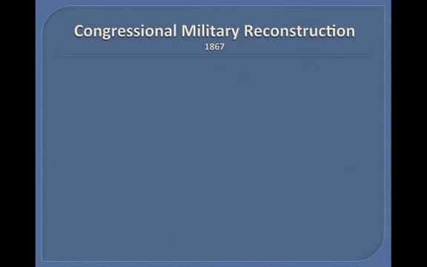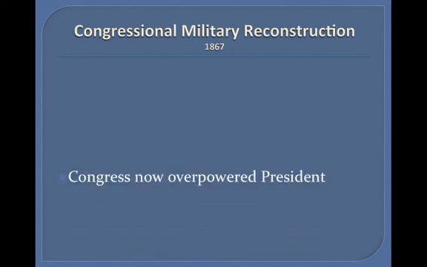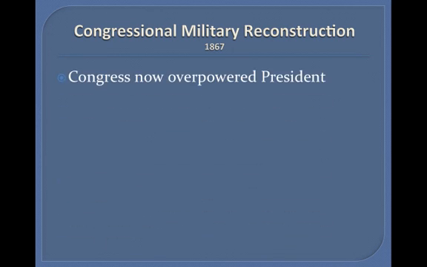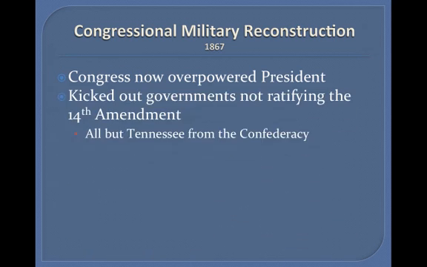Which brings us to Congress's version of Reconstruction, which is known as Congressional Military Reconstruction, which starts in 1867, which is when that majority that they won in 1866 actually takes effect. So Congress now overpowered the president, and what they decided to do was kick out all the governments that refused to ratify the 14th Amendment. This was all of the southern states, or I should say all the Confederate states, except for Tennessee.